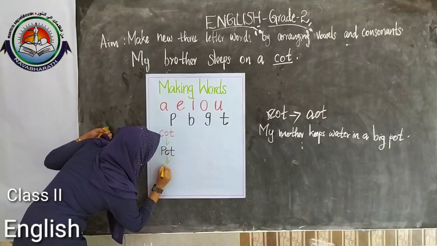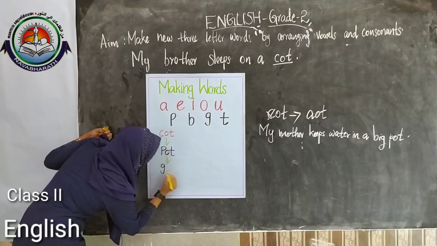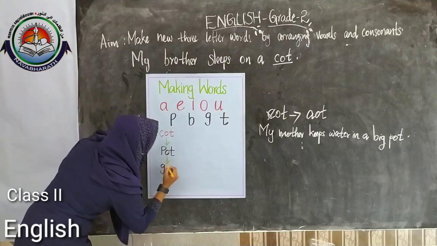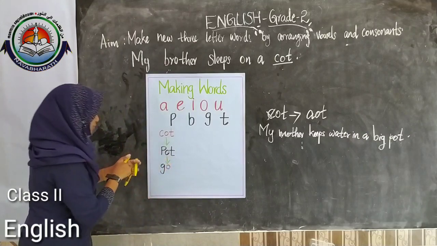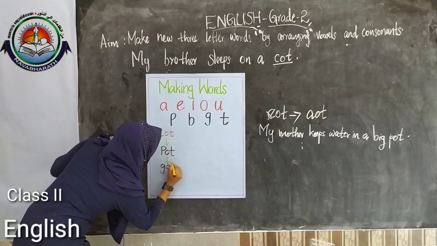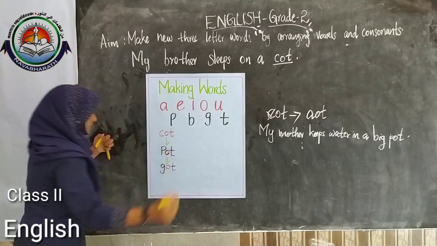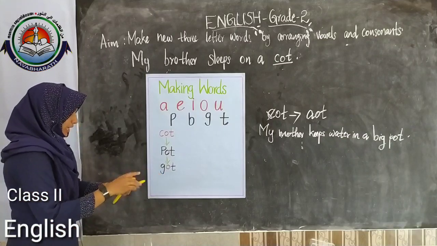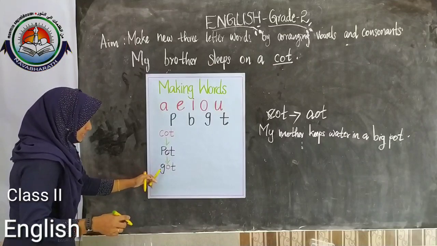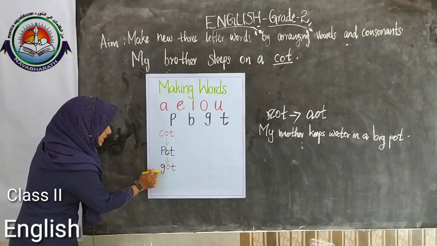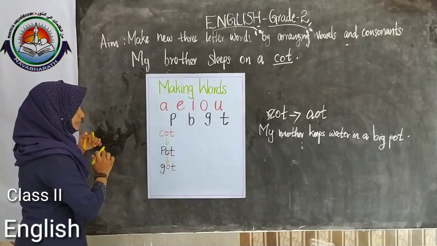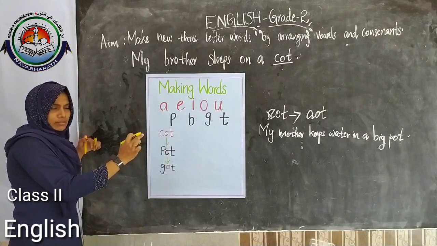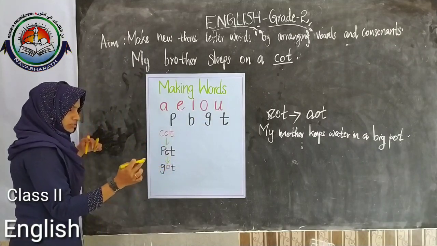So it is G, and again there is no difference in this middle letter. It is O. Then again this T. Right? So here we got another new word, goat. Okay, then what happened if you replace this first letter G with any one of these letters? Then boat, B-O-T, is there any meaning? No. Then tot, I think no.